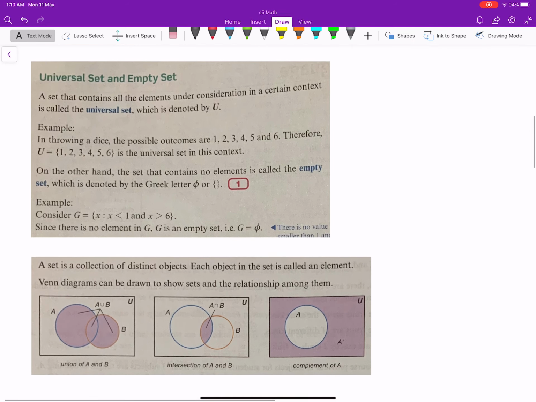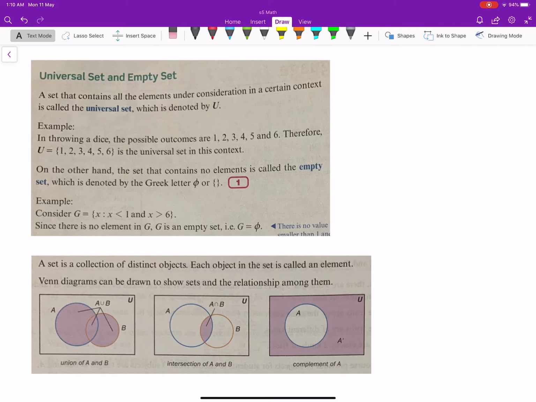And we also have some notations or concepts introduced. So first, universal set. What's the meaning? It is a set that contains all elements under consideration in a certain context. In the following example, if you throw a dice, then the outcome is 1, 2, 3, 4, 5, 6, right? You won't have others. So if you have 1, 2, 3, 4, 5, 6 this set, then it is a universal set in this context.